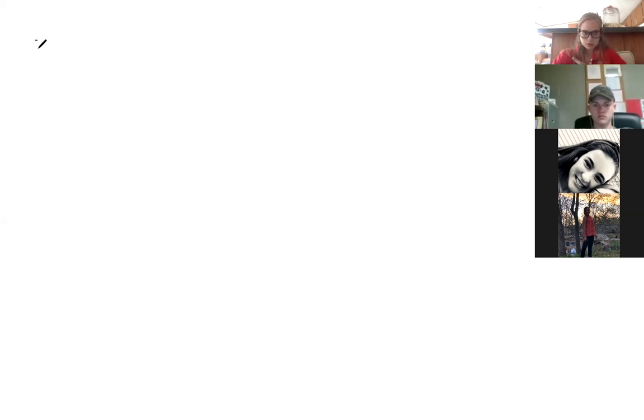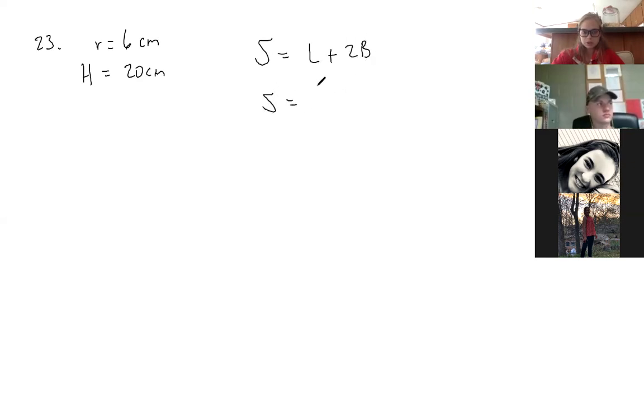All right, real quick, number 23. The diameter is 12, so we need the radius, which is 6 centimeters. Surface area of this guy. All right, so lateral surface area plus 2 times the area of the base. Ethan, what'd you get for your lateral surface area for number 23?